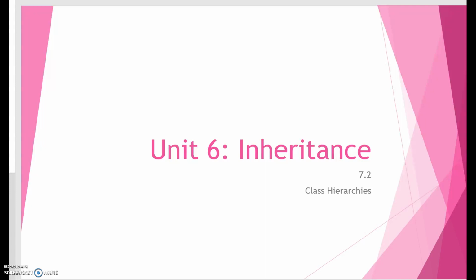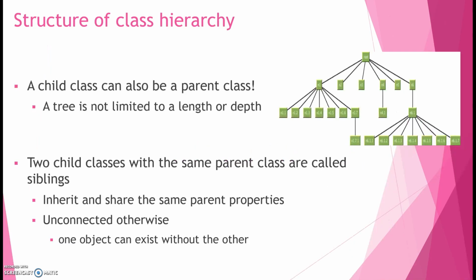In today's lesson, we are going to talk about how to design for inheritance for class hierarchies. Inheritance is often described using a tree diagram, and the reason we do this is because it makes it very easy to show a parent-child relationship. In this diagram, a child class can also be a parent class. For example, this element right here is a child to the one above it, and it is a parent to its children below it. So it is not limited to just one layer.